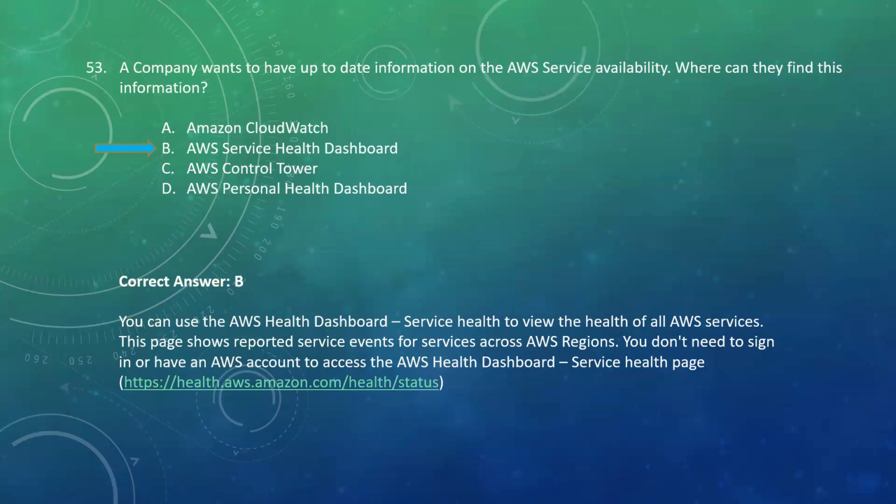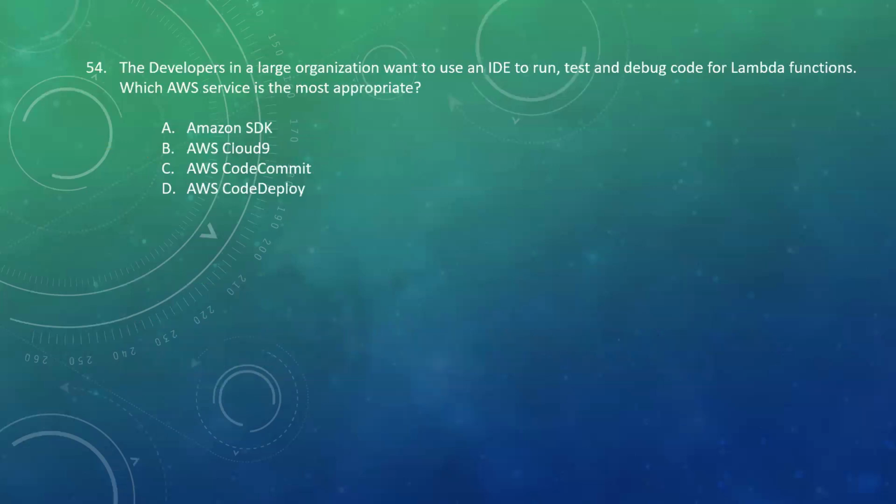Moving on to question 54. The developers in a large organization want to use an IDE to run, test, and debug code for Lambda functions. Which AWS service is the most appropriate? Your options are AWS SDK, AWS Cloud9, AWS CodeCommit, and AWS CodeDeploy.